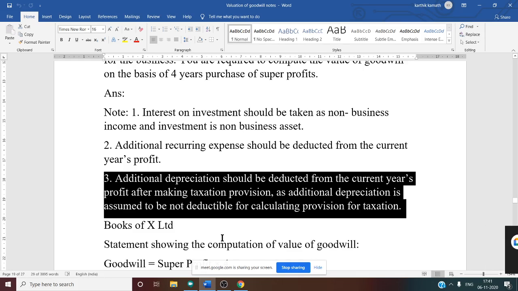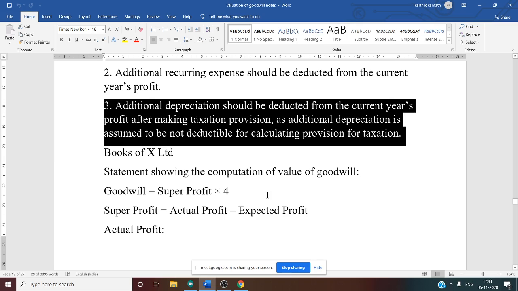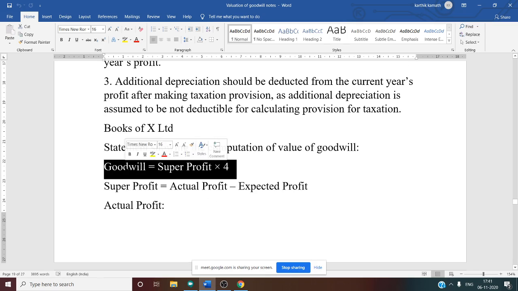Yes. So now the solution part, in the books of X Limited, statement showing the computation of value of goodwill. So goodwill is equal to super profit into years of purchase. Years of purchase given in the problem as 4.